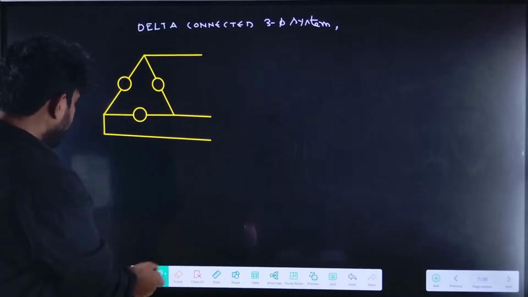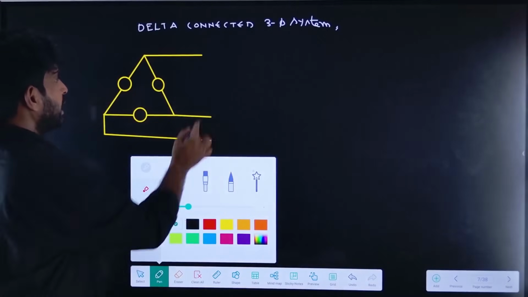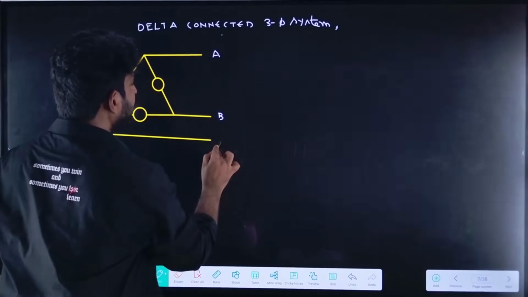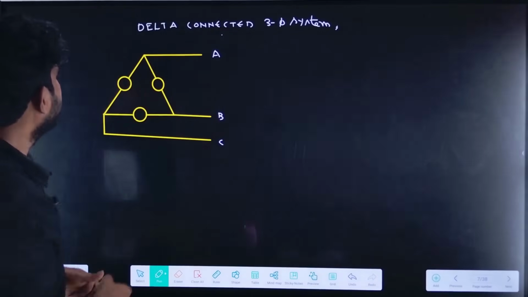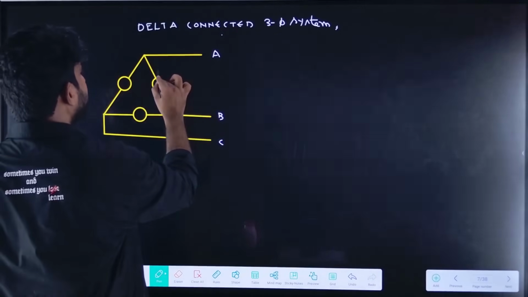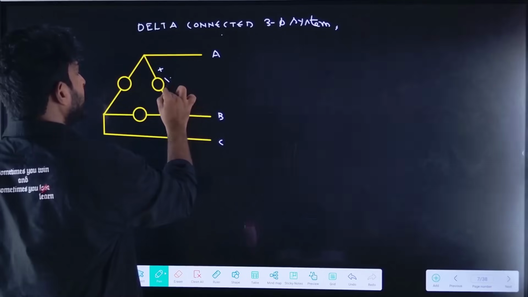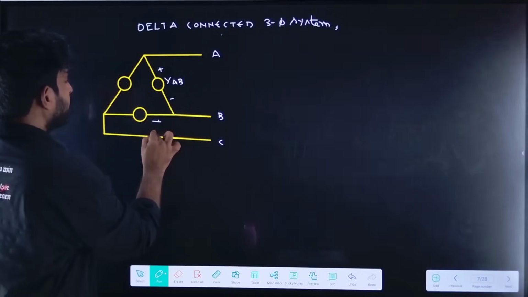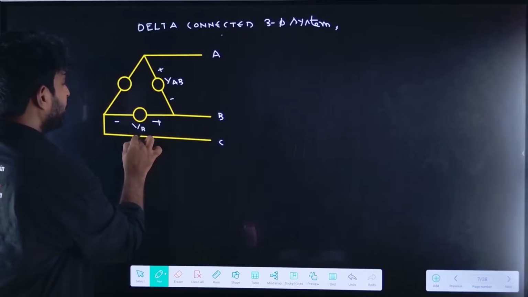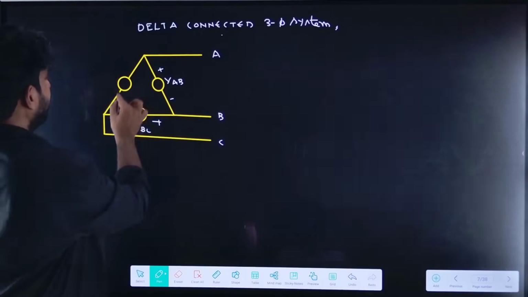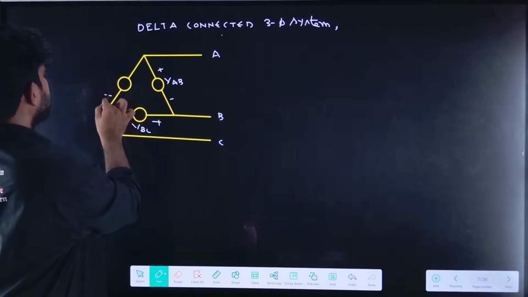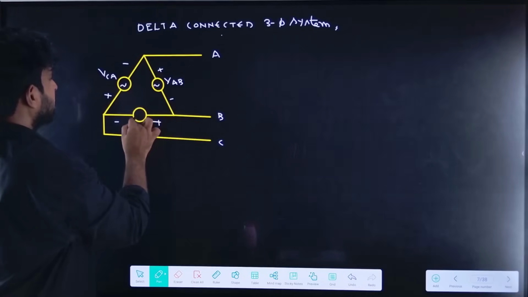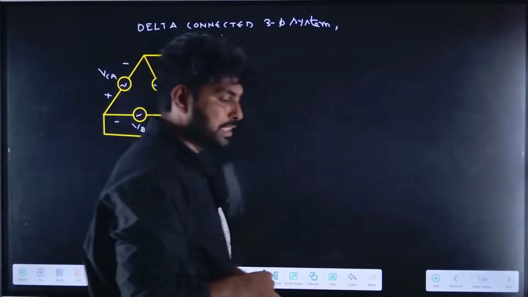For example, let me take the sequence as ABC sequence. Here it will be A, here it will be B, and here it will be C, right? So here it will be VAB, where A is positive and B is negative, and VBC, where B is positive and C is negative, and VCA, where C is positive and A is negative. This is how the delta connected system is represented.